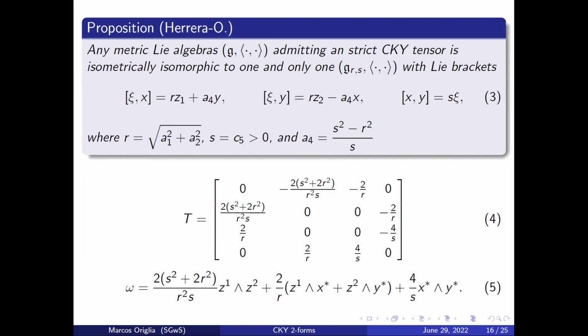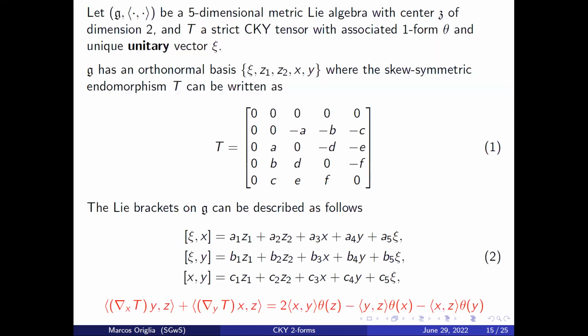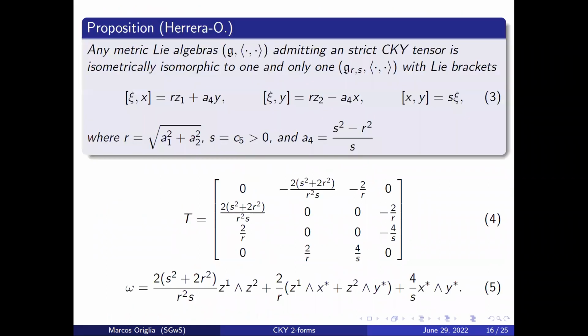And moreover, for one of these Lie algebras, the conformal Killing 2-form, or tensor, is given by this. So again, it is completely determined by R and S, which was not clear at the beginning, because remember we had A, B, C, D, E, F. So we could have some freedom in the parameters of the tensor, but at the end, when you apply the equation, the metric Lie algebra determines uniquely this 2-form, right? So there is only one strict example.